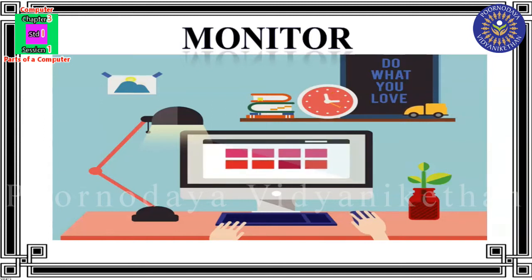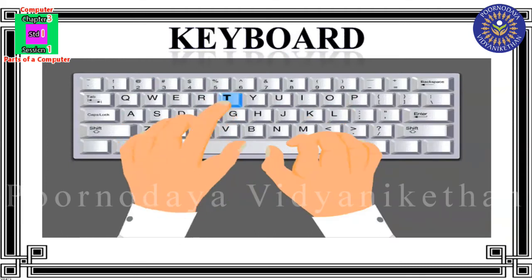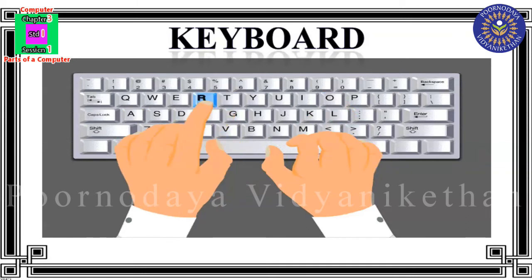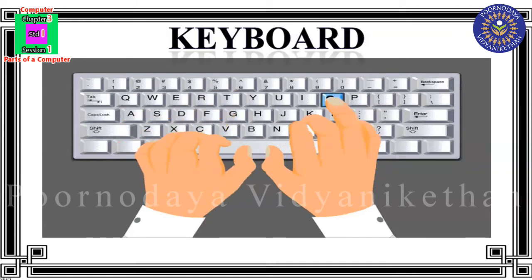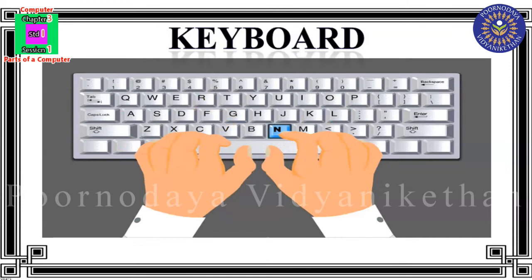Next part is keyboard. A keyboard consists of many buttons called keys. It is used to type numbers, words, characters, letters, and other symbols on a computer. Everything that we type on the keyboard is displayed on the monitor.